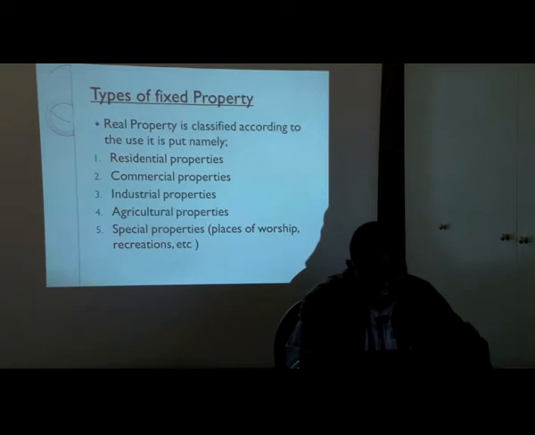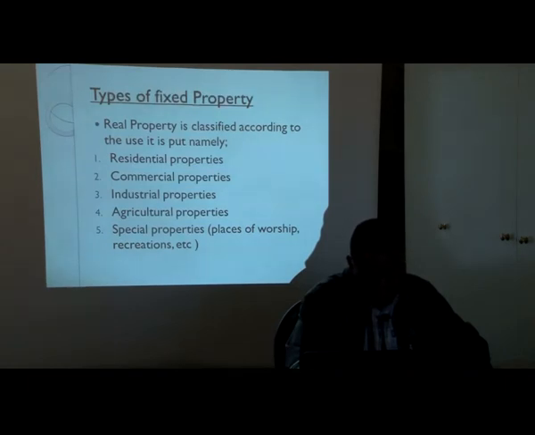Capitalization. Mm-hmm. What method do you use to value industrial properties? Cost. No. Industrial properties, they are just like commercial properties. You use the same method, the income capitalization, the income method of valuation. Agricultural properties? I know we have not done all those things, but agricultural properties, you use a combination of all the different methods of valuation.